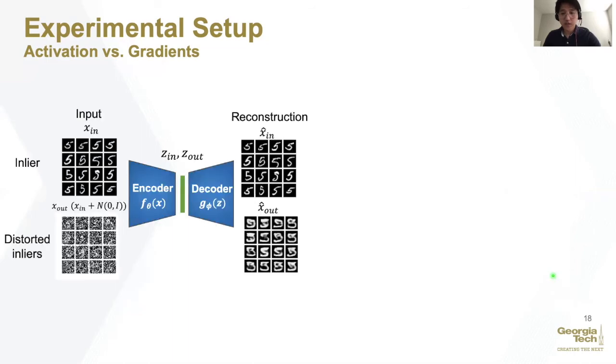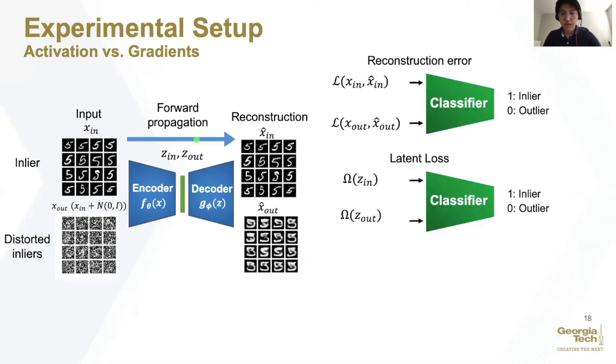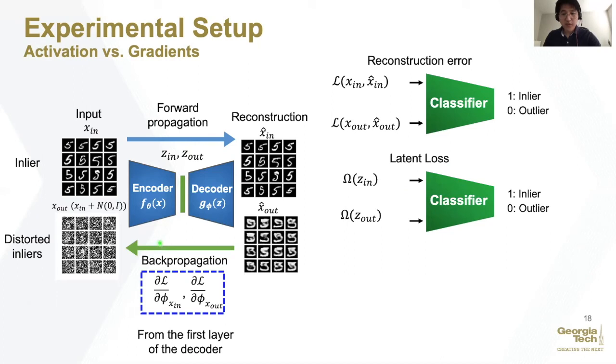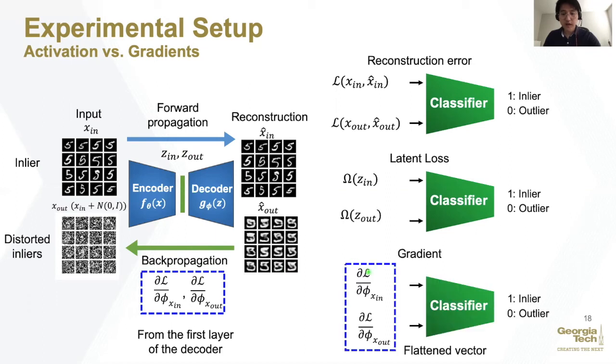At the training of the novelty detector, we do not have access to outliers. Therefore, we add Gaussian noise to inliers to model the outliers and generate features for them. From the forward propagation, we obtain unpooled reconstruction error and latent loss and utilize them to train two separate classifiers. From the backpropagation, we obtain the gradient from the first layer of the decoder and utilize vectorized gradients as features to train a classifier. The novelty detection performance of these three classifiers is compared to validate the representation capability of gradients.